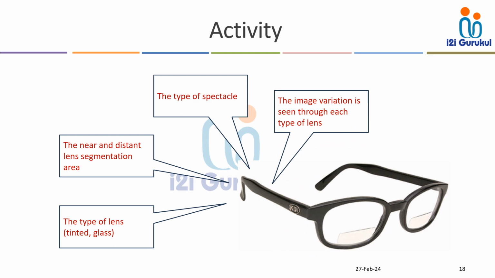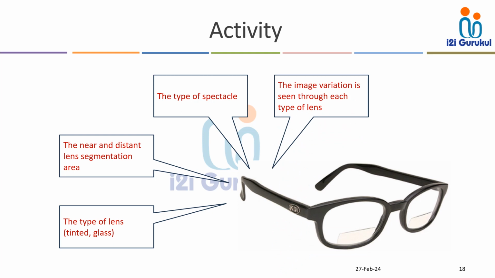And finally, the image variation seen through each type of lens, because bifocal lenses have an image jump, trifocals have a different one, and progressive addition lenses will give you a distorted image when moving from one segment to another, whether it is distance to intermediate or distance to intermediate and near. So these are the changes you will see in a presbyopic patient's spectacle.